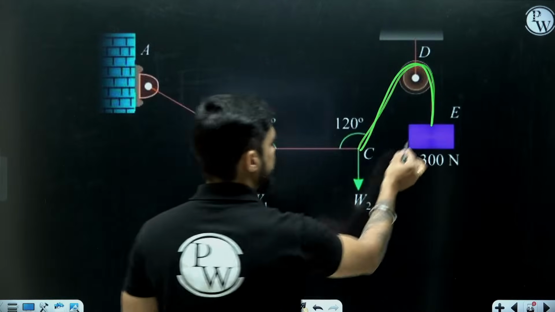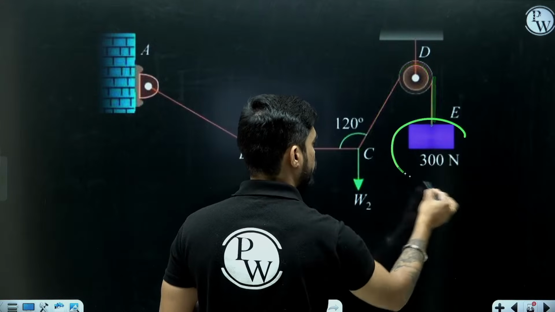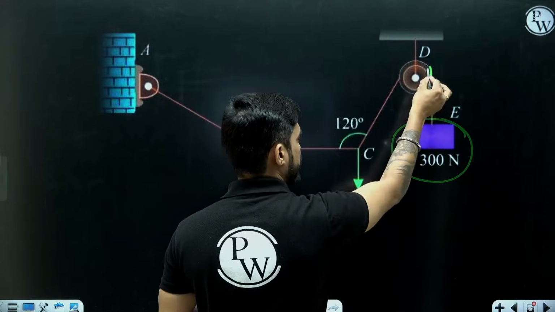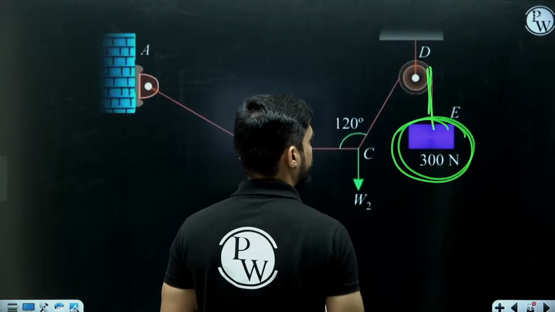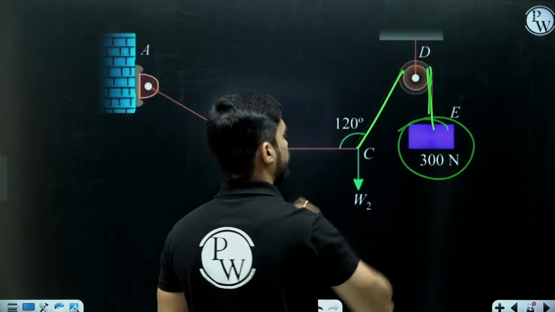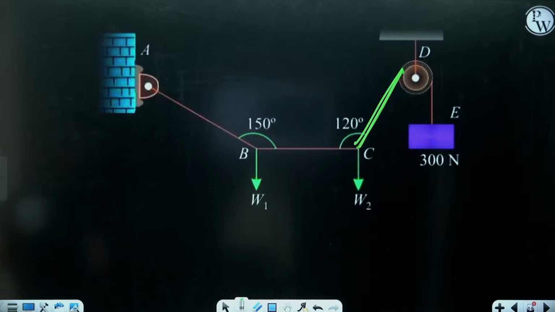Now on this side of the string, what will be the tension? It will be equal to this weight, 300 Newton, right? This tension will be equal to 300 Newton. So the tension on the other side will also be equal to 300 Newton, right?